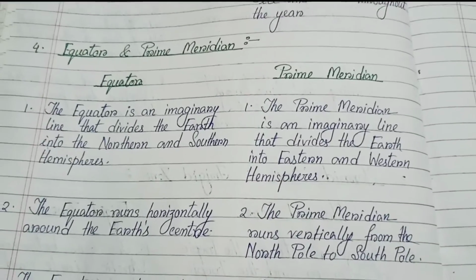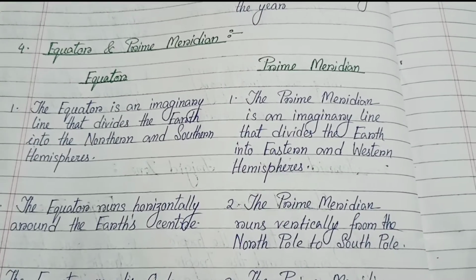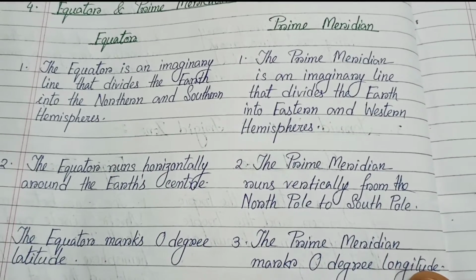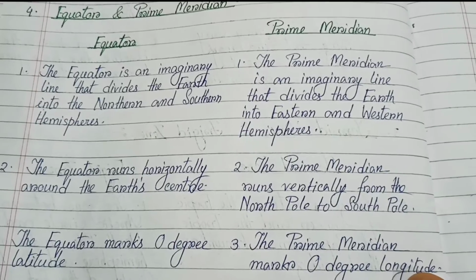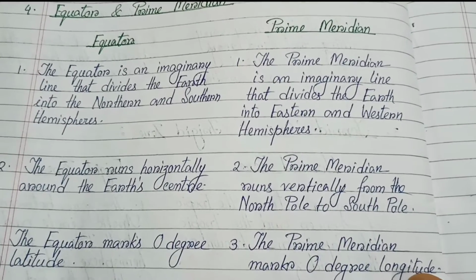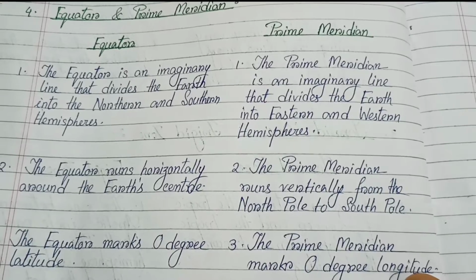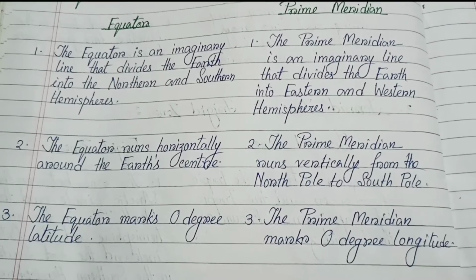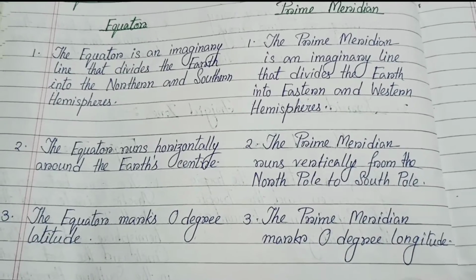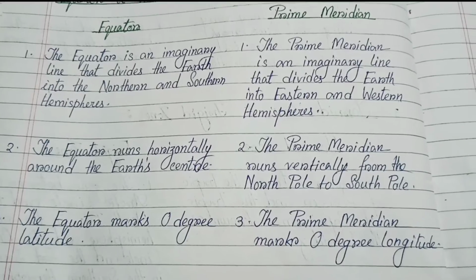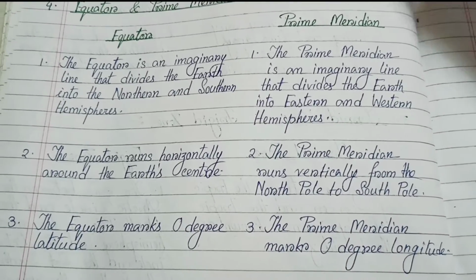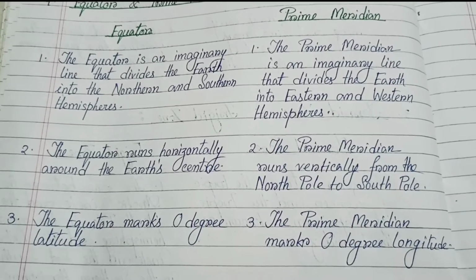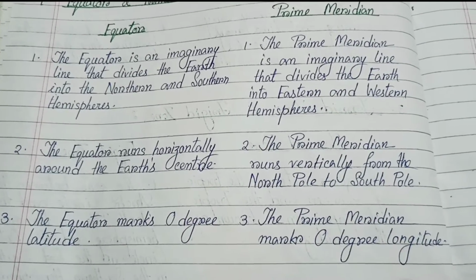Number 4, last differentiate from this chapter. Number 4, equator and prime meridian. Number 1, under equator, the equator is an imaginary line that divides the earth into the northern and southern hemisphere. Under prime meridian, number 1, the prime meridian is an imaginary line that divides the earth into eastern and western hemisphere. Number 2, under equator, the equator runs horizontally around the earth's center. Number 2, under prime meridian, the prime meridian runs vertically from the North Pole to South Pole. Number 3, the equator marks 0° latitude. Number 3, the prime meridian marks 0° longitude.